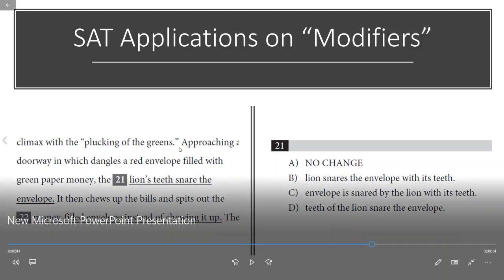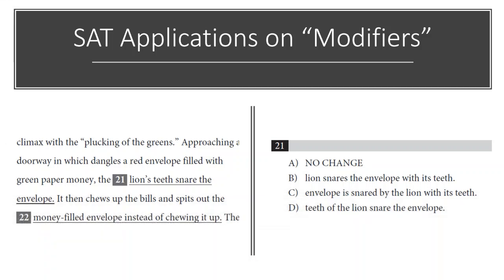We're going to read starting from approaching. Okay, so approaching a doorway in which dangles a red envelope filled with green paper money. The lion's teeth snare the envelope. Okay, so approaching a doorway, does that remind you of anything? Yes, we do have here a sentence that starts with an ing verb. It could be a modifier, right? So let's test this.